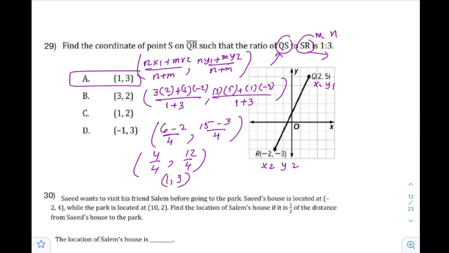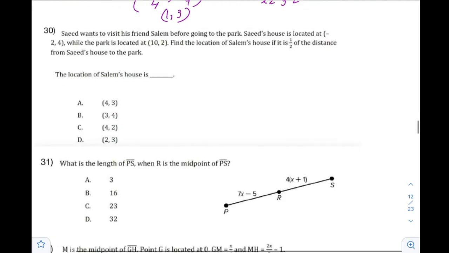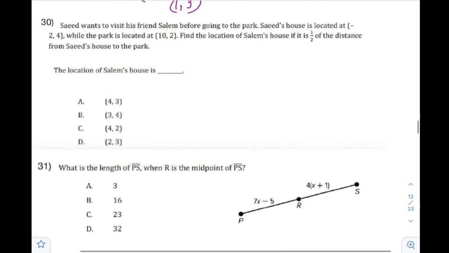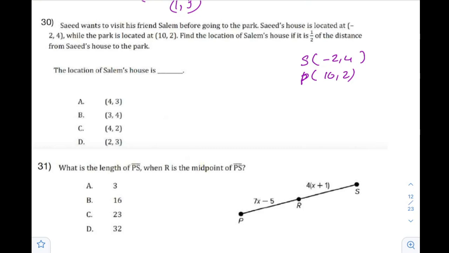Saeed wants to visit his friend Salim before going to the park. Saeed's house is located at negative 2 and 4, while the park is located at 10 and 2. Find the location of Salim's house if it is half of the distance. Half of the distance means midpoint.